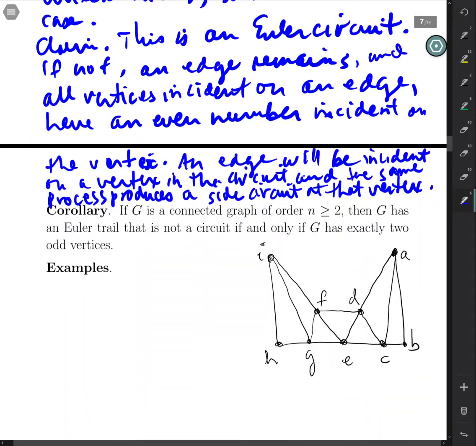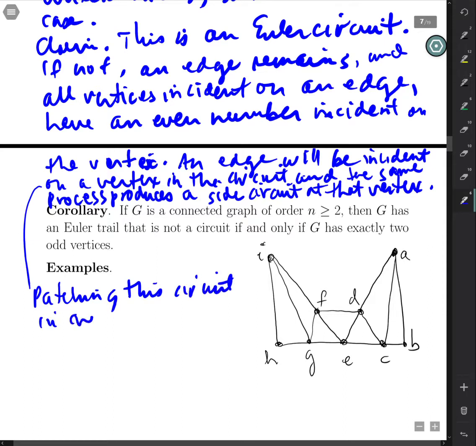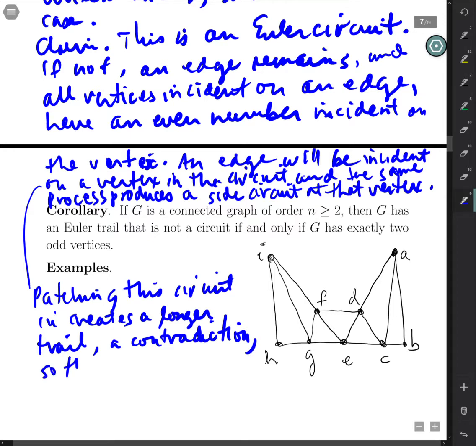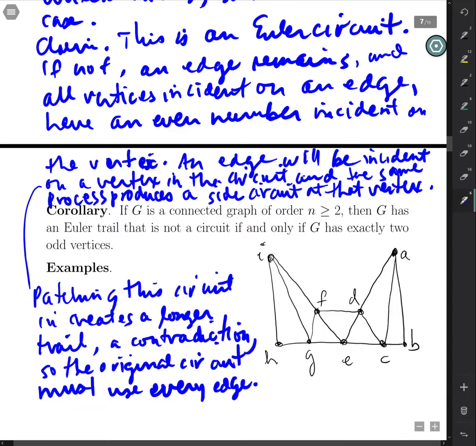So patching this circuit in creates a longer trail, a contradiction, since we picked the maximal one. So the original circuit must use every edge, and that would make it an Euler circuit.